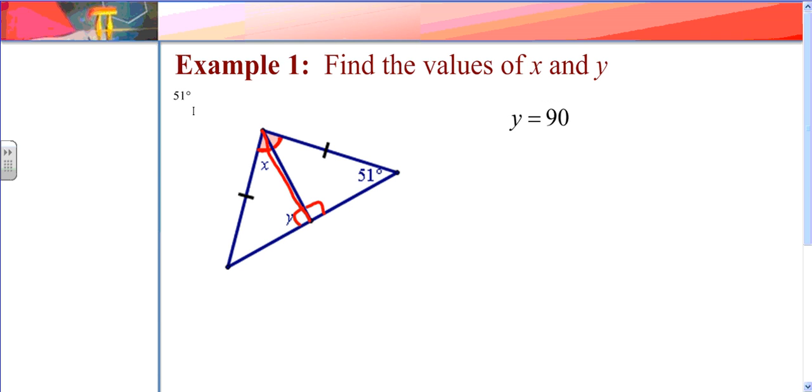It has to be. Okay, so now let's look at the problem in maybe a simpler way. We still need to find x, right? Well, we know that this angle here is 51 because this angle was 51. We see the two sides that are congruent are here and here. Those are the legs. So the base angles of my isosceles triangle have to be congruent, therefore they're both 51.